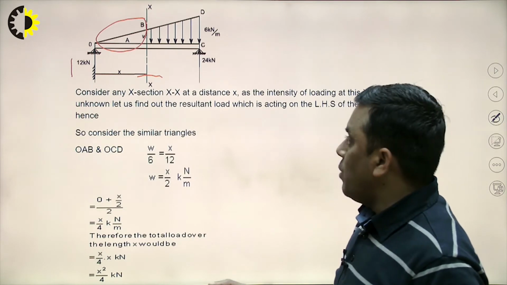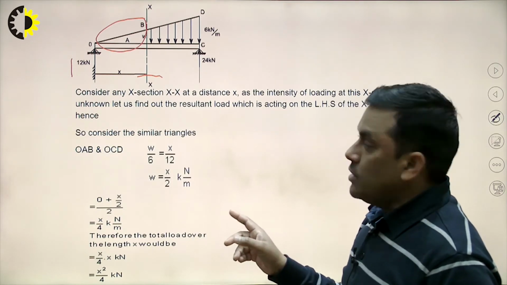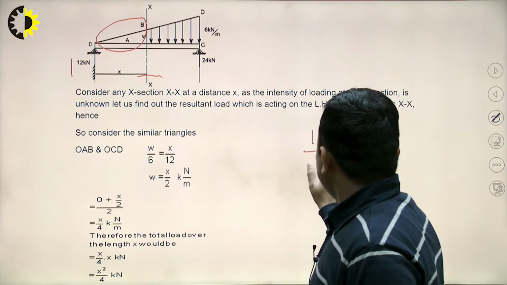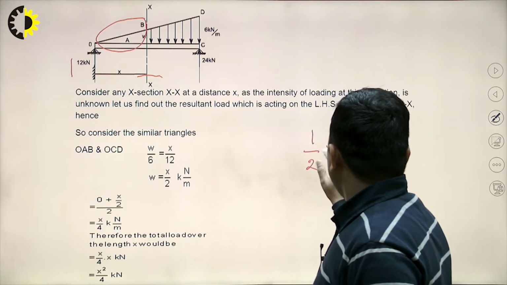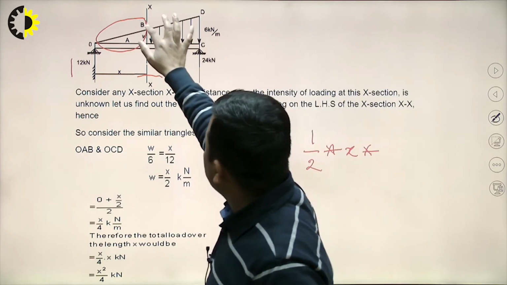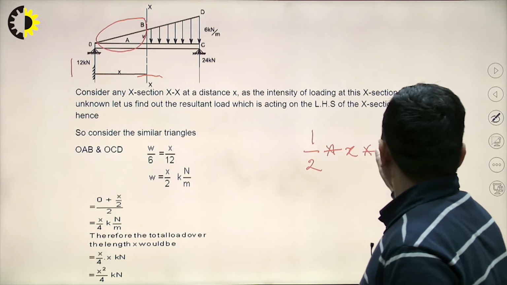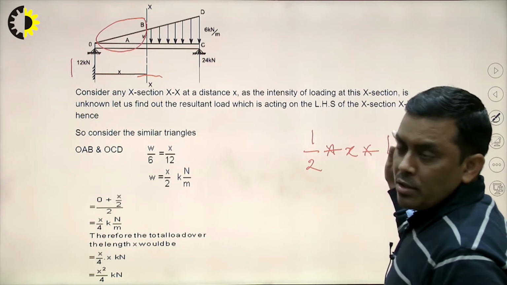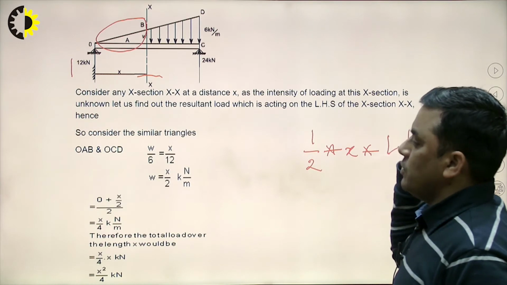Now, how to find this UVL? This will be the area of the triangle. So, what can I write? Half into x into W. Is this W known? No, this W is not known.